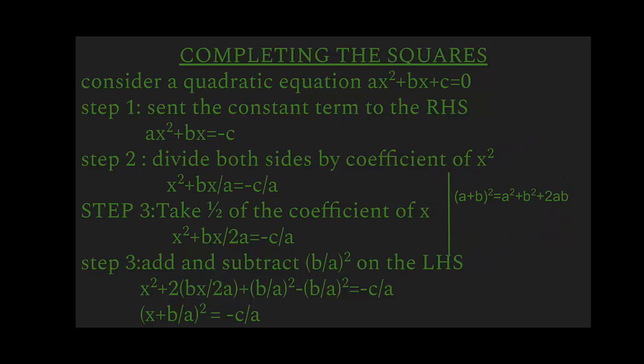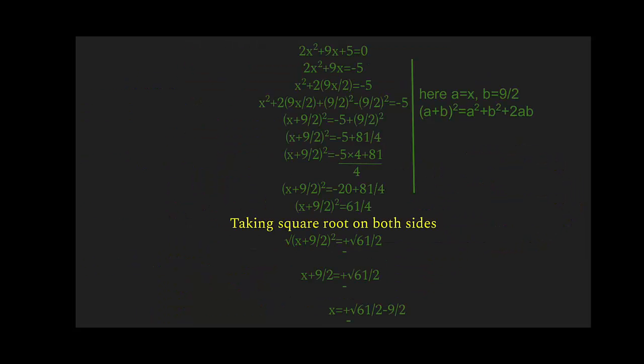Now from here we can easily find out which one is a and which one is b. So x is a and the value of b is b by a. So all this can be written as (x plus b by a) the whole thing squared is equal to minus c by a, by using this formula. So let us look at one example.